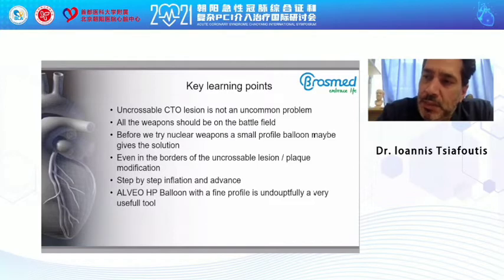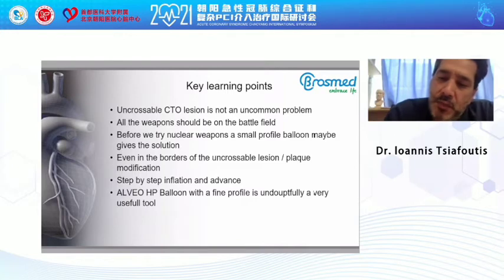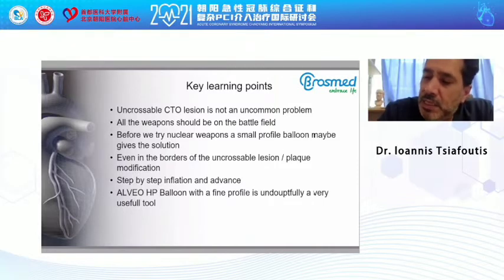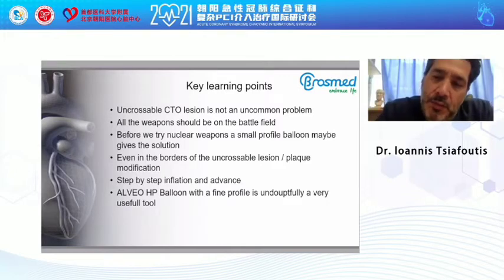That is my presentation. I want to add something. I used it yesterday in another case. I didn't manage to put it in the presentation. It wasn't a CTO, but it was a branch that I could not inflate through the struts. So a very small profile balloon can inflate and pass through the struts if there is a problem with that, and then pass bigger balloons. This is from me. Thank you very much for listening.